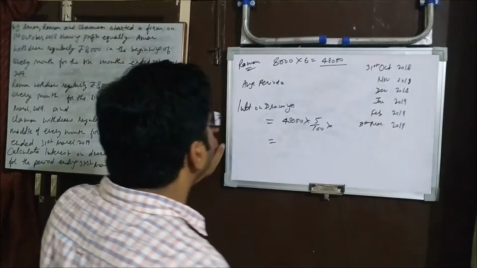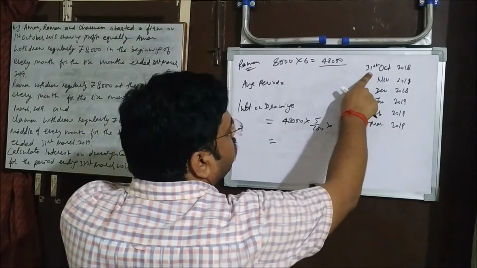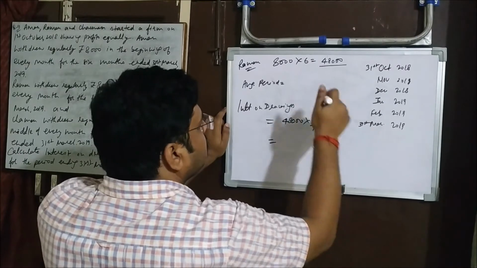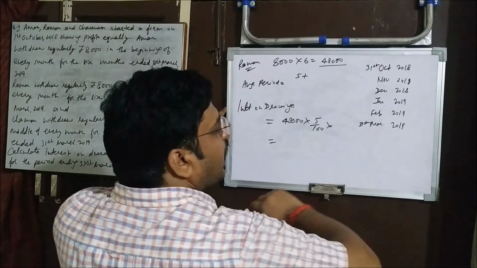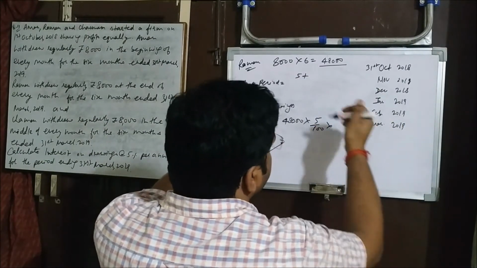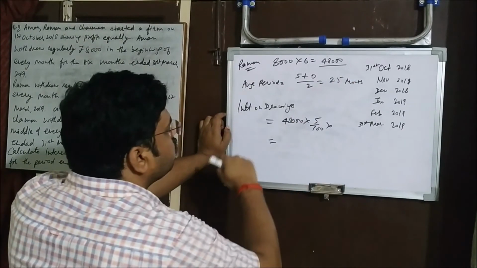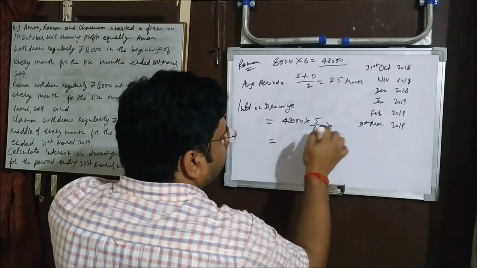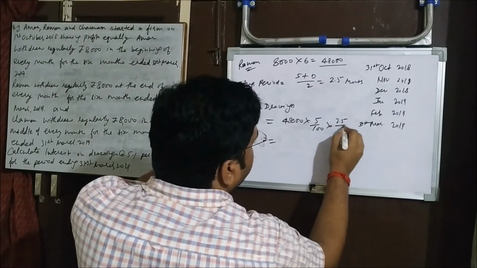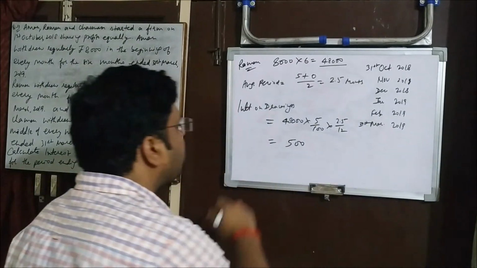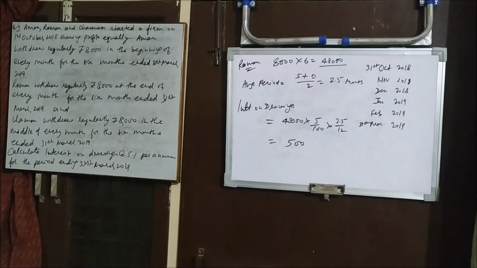Alright, now let's see average period. From 31st October, if we see how many months are left in this year, 5 only. And from 31st to 31st, 0, that is 2.5 months. Okay, so now interest on drawing will be 48,000 multiply 5 by 100 multiply 2.5 by 12. Alright, now let's calculate that. So that is 500. Okay, so this is the second case of Raman.